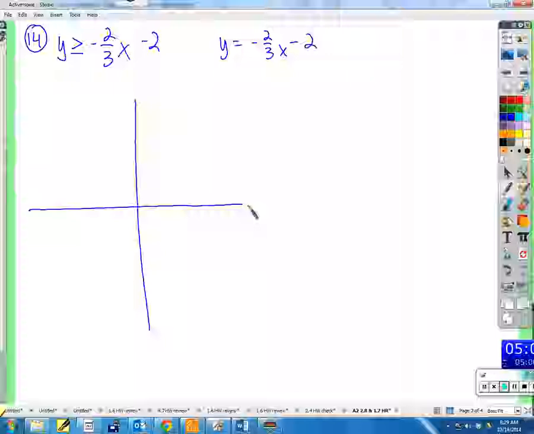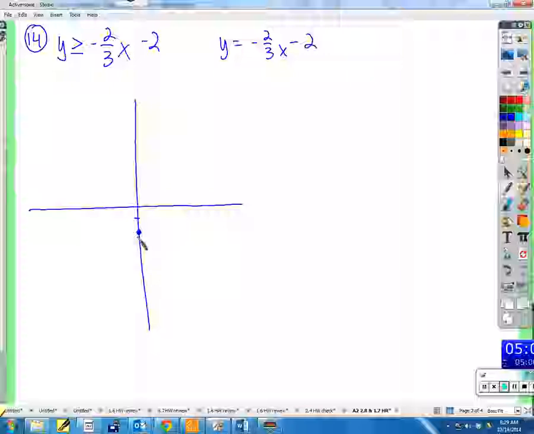And even if this equal sign wasn't there, we still want to look at this line that this equation makes, at least as a boundary for the shaded area. So we'll find all the points that make both sides equal. Those points make a line. We know how to graph that line.